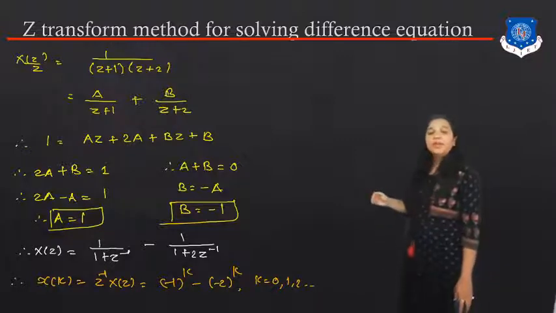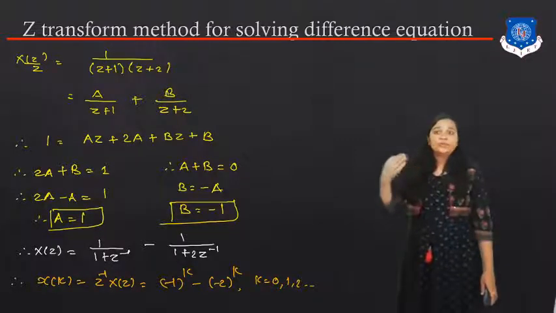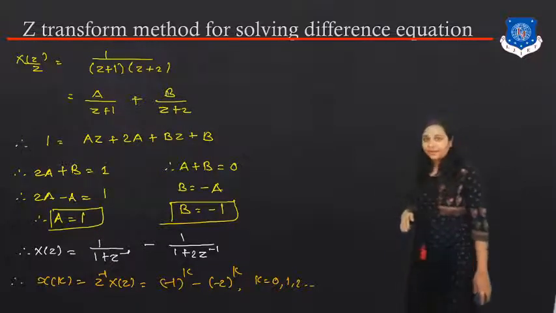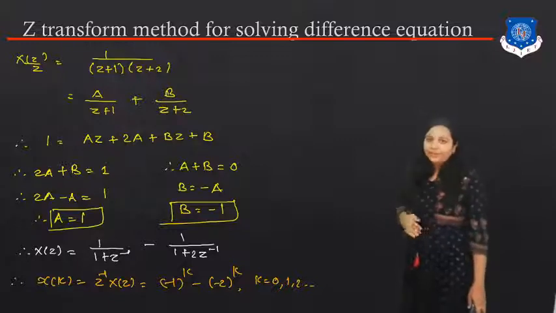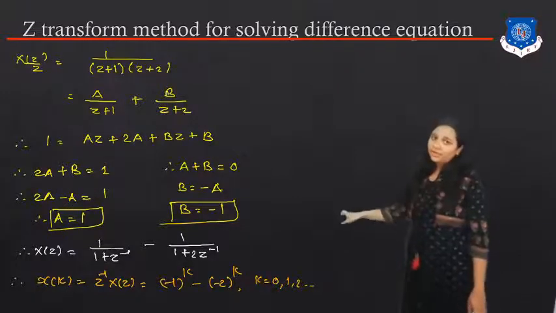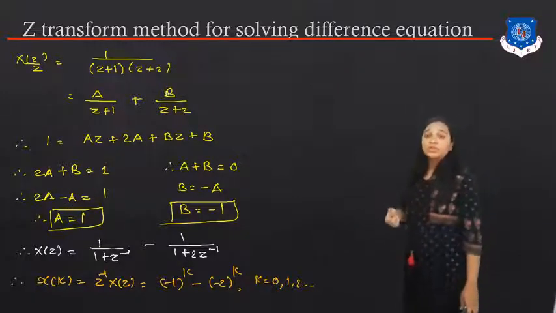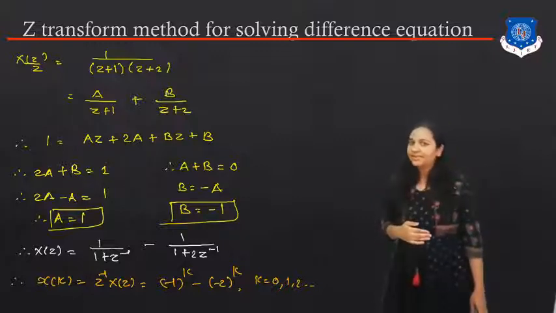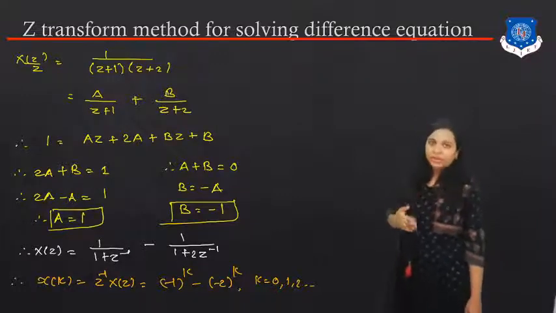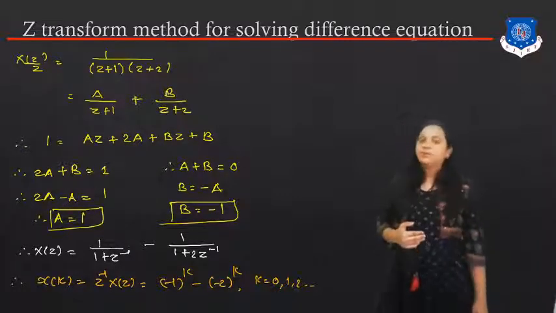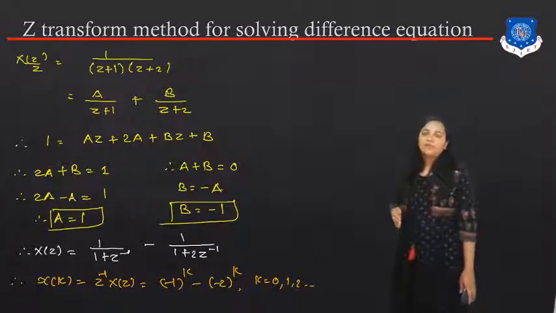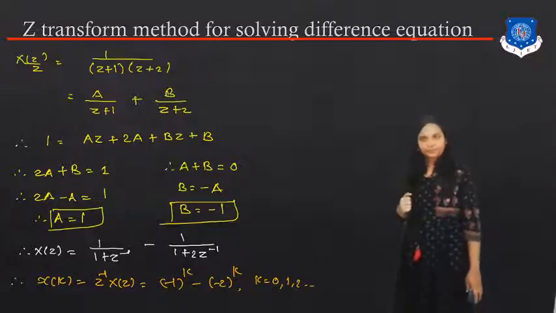So whenever you find the value of x of k using x of z, you will simply apply the inverse z transform method. So x of k is equal to z inverse of x of z, that is equal to the inverse of 1 upon 1 plus z inverse, which is minus 1 raised to k as it is, and the inverse of 1 upon 1 plus 2z inverse is equal to minus 2 raised to k, where k varies from 0, 1, 2, 3 up to infinity.